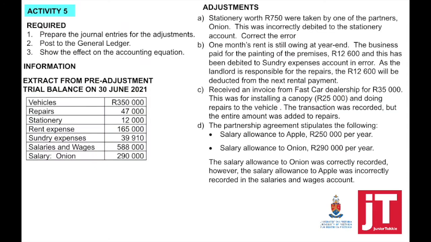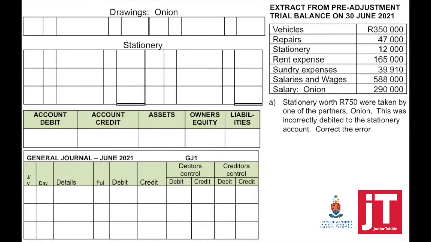If we look at activity 5, prepare the journal entries for the adjustment, post to the general ledger, show the effect on the accounting equation. So if we look at adjustment number A, stationery worth 750 was taken by one of the partners, Onion. This was incorrectly debited to the stationery account. Correct the error.